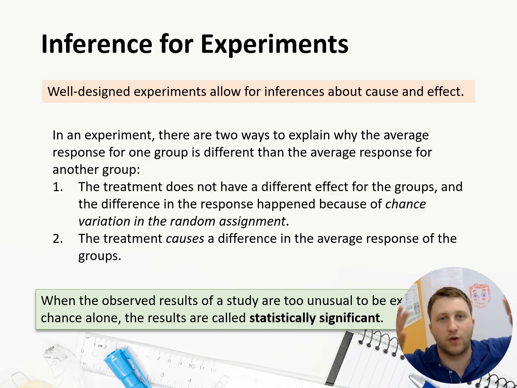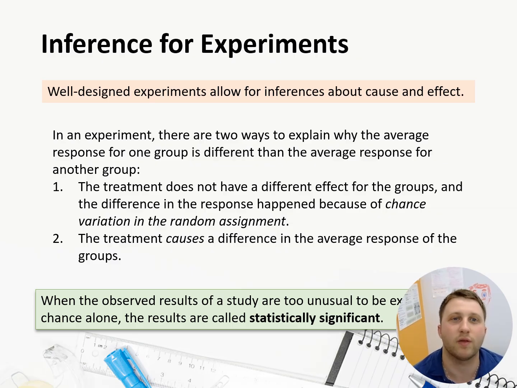And the bigger the difference between the responses that you see across the groups, the more unlikely that it's the former reason and the more likely that it's the latter reason. And when those responses are too unusually different to have happened from chance alone, we call that difference a statistically significant difference, and that's what we're looking for.